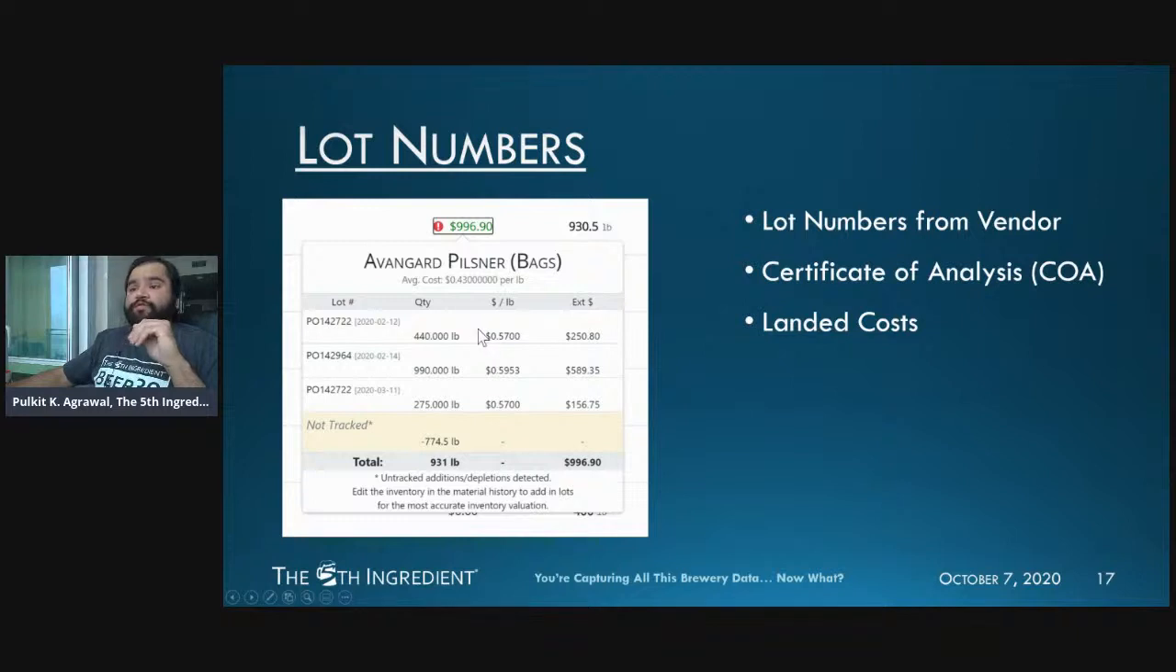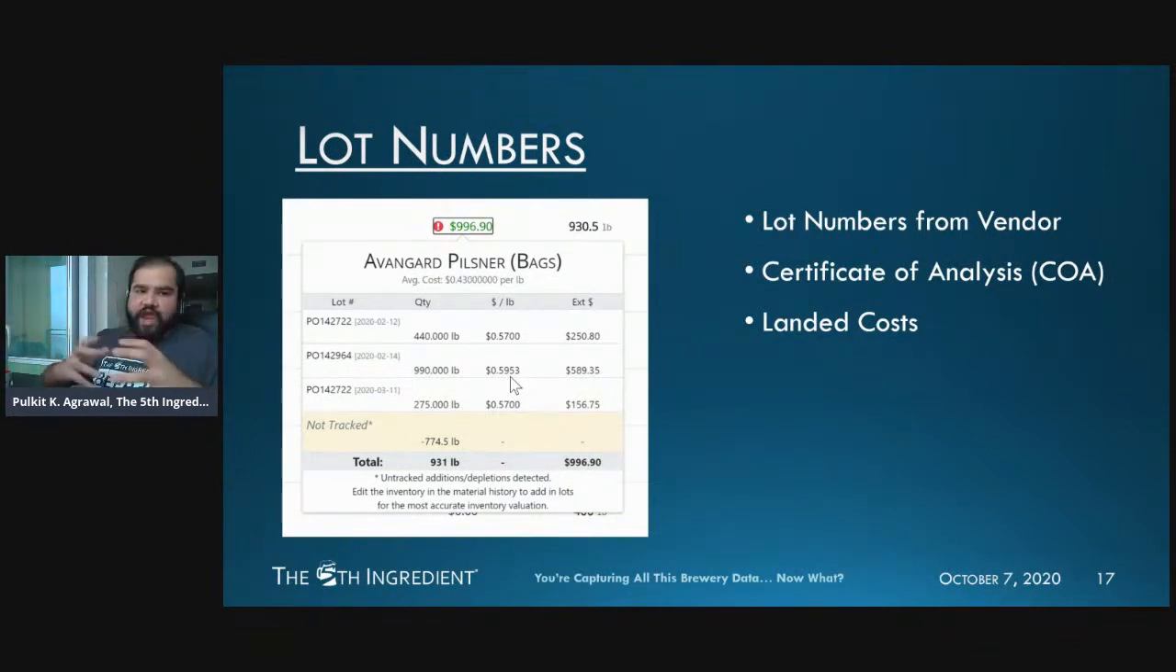So if you're looking at, for example, this screenshot that I have here, based on different POs that happened on the days that the lots came in, it could be 57 cents per pound versus 59.53 cents per pound, right? And this becomes important because maybe you did have to overnight grain, right? And because you had to overnight grain or overnight hops or something, the landed cost can be so much more than what the normal cost is.